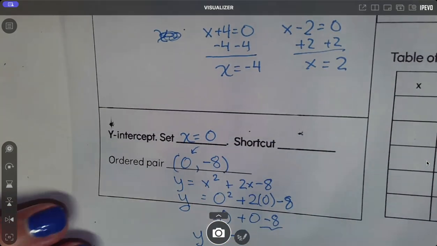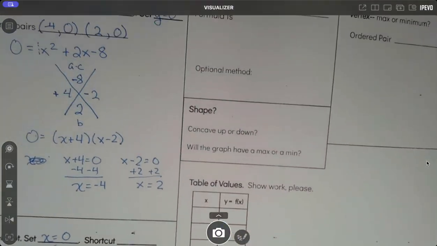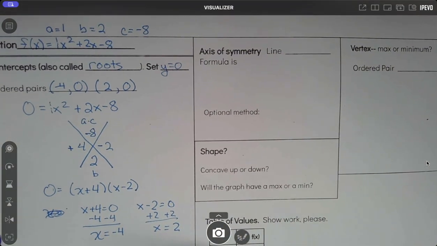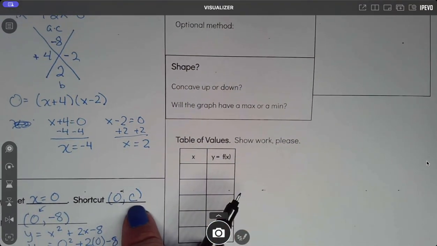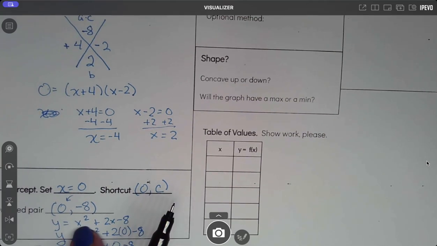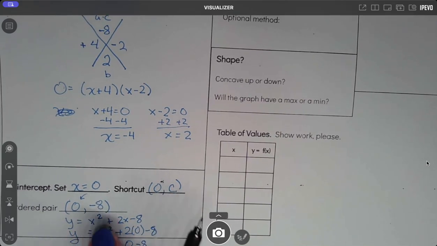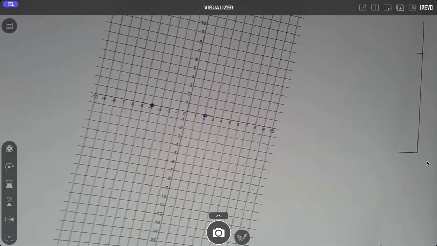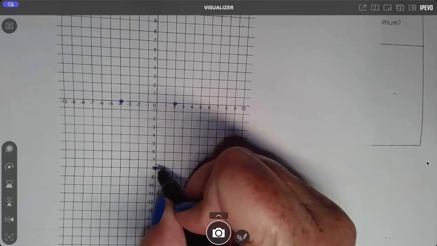There's a shortcut to this. The shortcut is that you simply use 0 for x and then c for the y value. 0, comma c, right? Because if this x is 0 and this becomes 0, then all you're going to be left with is this negative 8. Okay, so that's our y-intercept. We have an ordered pair there, 0, negative 8. I'm going to come over to my graph, and I'm going to put a point at 0, negative 8.